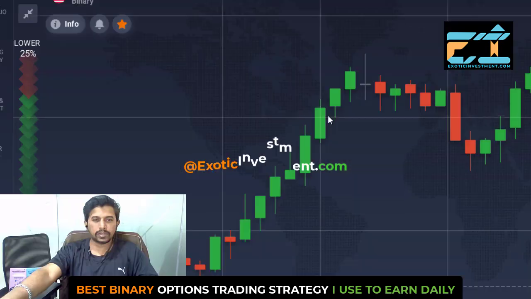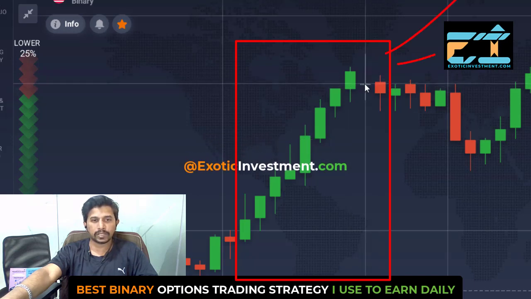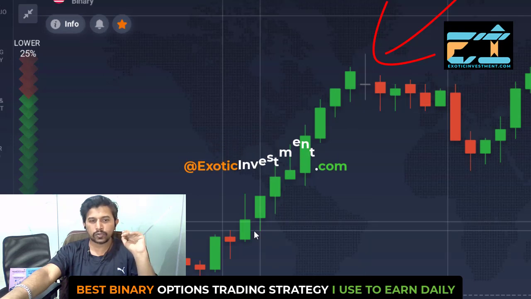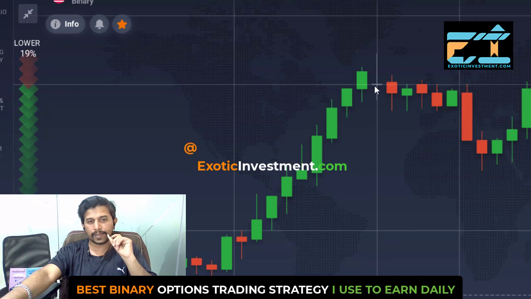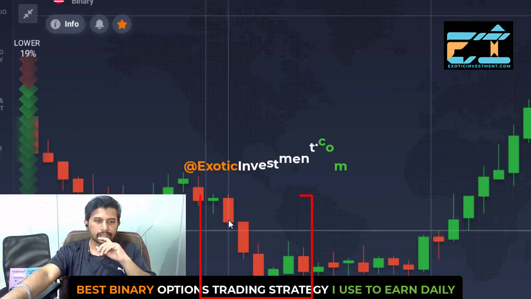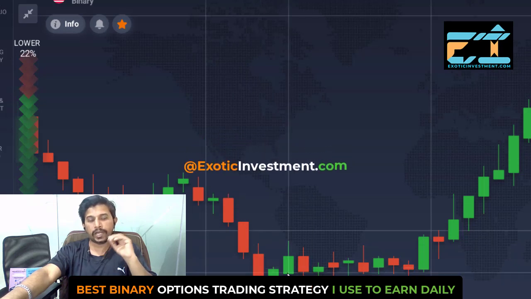Here there is a trend which emerged, but there is no break over here because it is a doji. It opened and closed at the same level. So this trend does not seem to be broken over here. If there is a doji which emerged, we will not take a trade. Over here, there is a three candle red and then a green has broken it. In the first candle itself, we have made the profit.